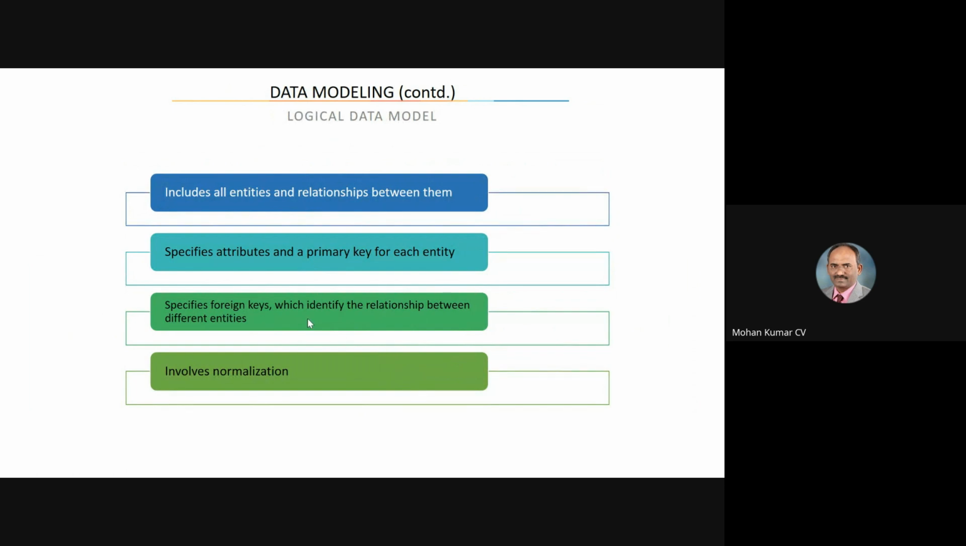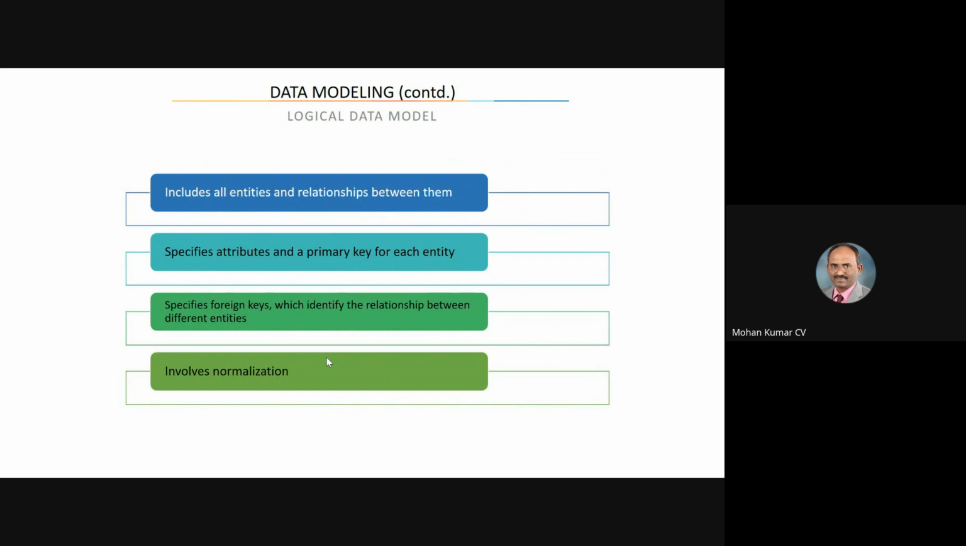And what is a logical data model? A logical data model includes all entities and relationships between them, and specifies attributes and a primary key for each entity. Primary key is one more complicated term that is used in databases. I can explain, but I don't want to complicate it for you. It also specifies foreign keys, which identify the relationship between different entities, and involves normalization. This is also related: normalization is a term used for databases.